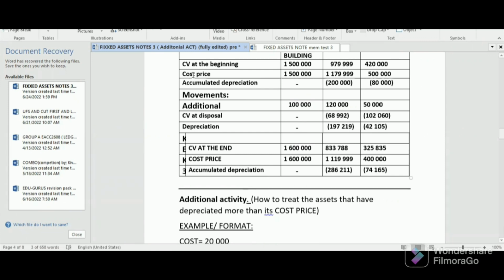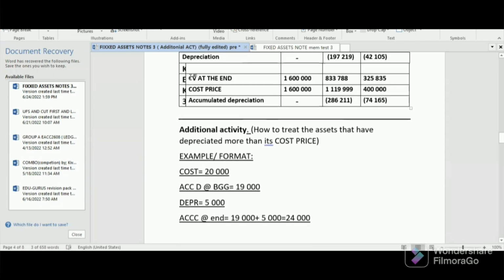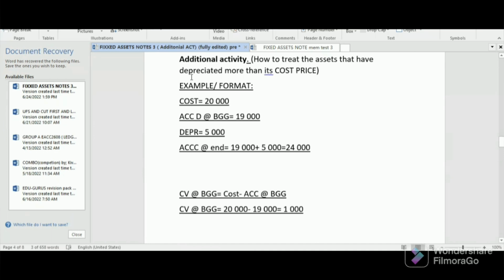Using the diminishing balance method, because the diminishing balance method is actually a problem when it comes to fixed assets. Note, most of the students fail to apply the diminishing balance method, and I believe that after this activity, you will be able to apply it. So now I'm moving on to the additional activity, as you are done with the major activity.